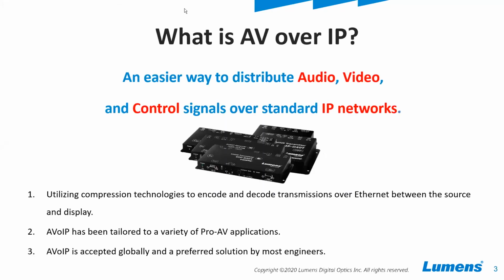So today we're talking about AV over IP. So what is AV over IP? It is an easier way to distribute audio, video, and control signals over standard IP networks by utilizing compression technologies to encode and decode transmissions over Ethernet between the source and display. AV over IP has been tailored to a variety of ProAV applications and is accepted globally as a preferred solution by most engineers.